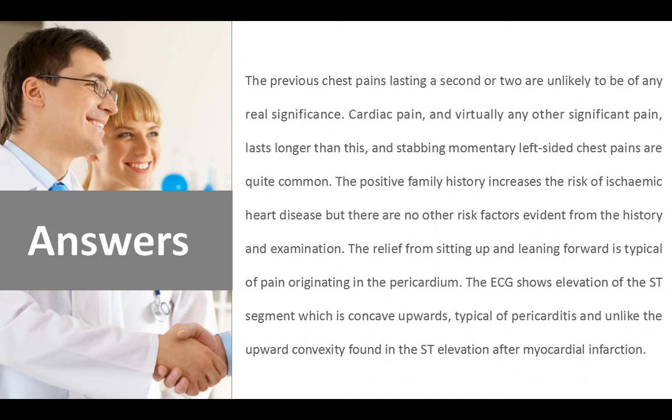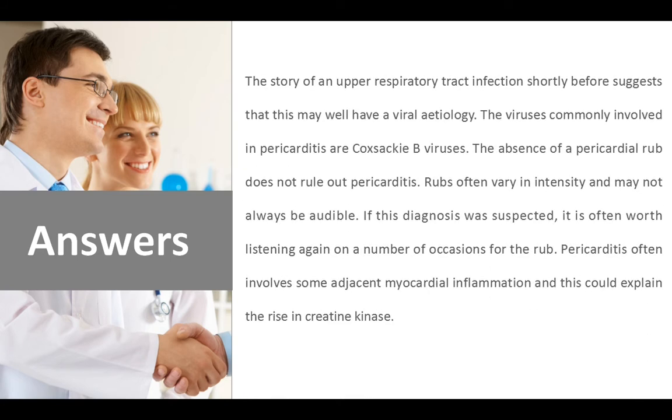The ECG shows elevation of the ST segment which is concave upwards, typical of pericarditis and unlike the upward convexity found in the ST elevation after myocardial infarction. The story of an upper respiratory tract infection shortly before suggests that this may well have a viral etiology. The viruses commonly involved in pericarditis are Coxsackie B viruses.